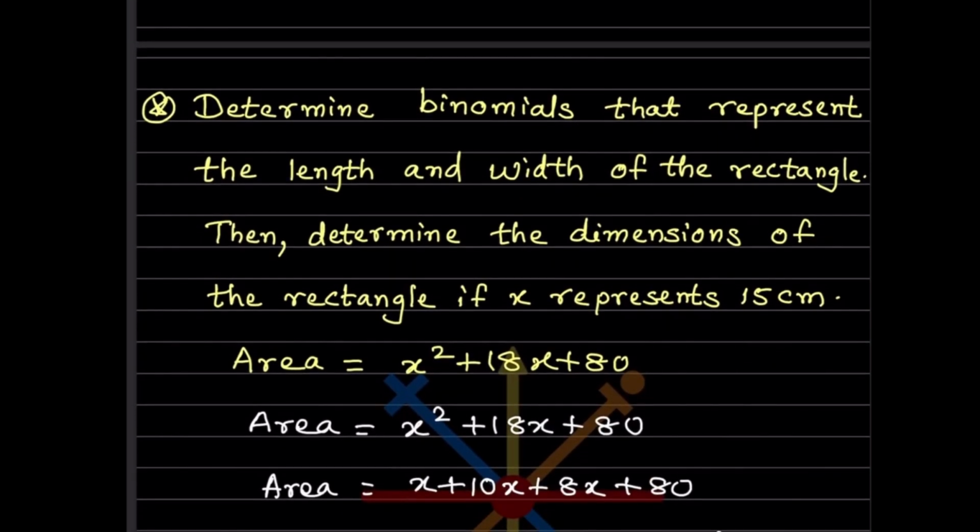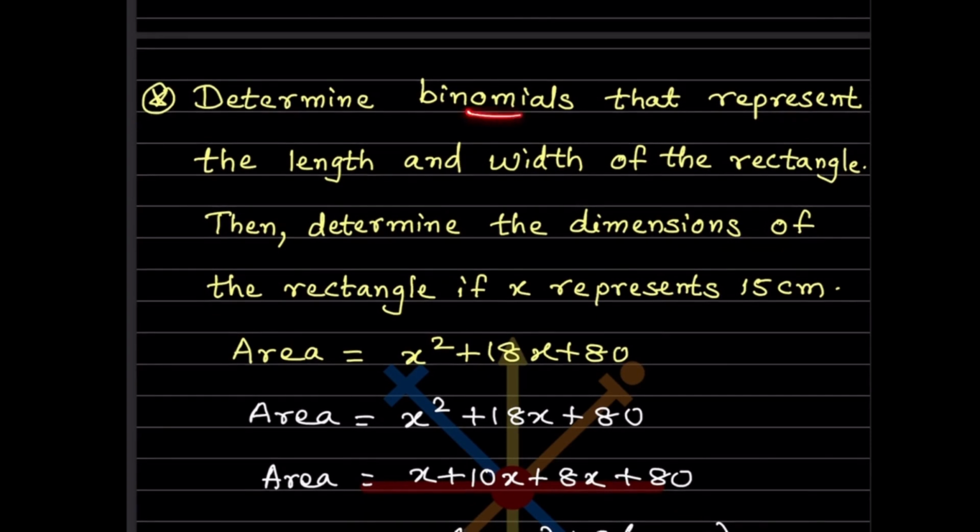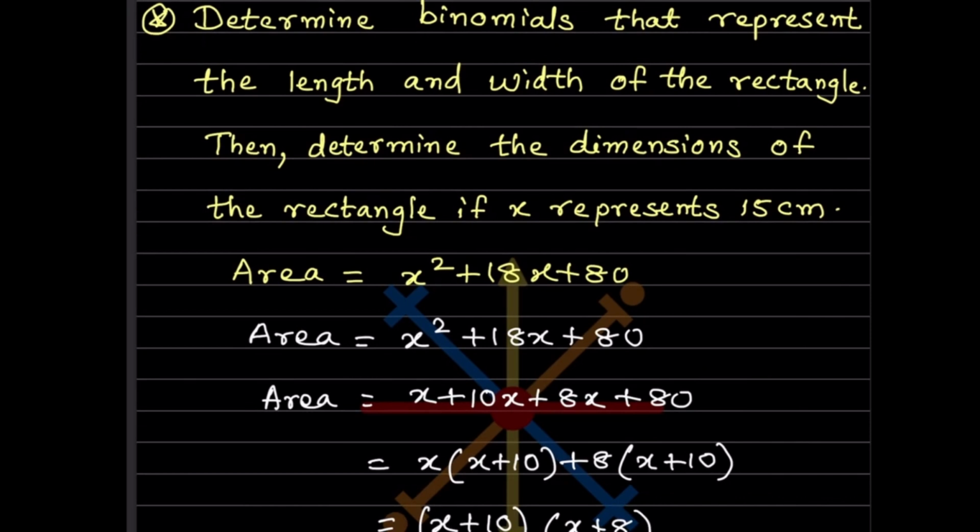So now here the next question is determine binomials that represent the length and width of the rectangle. Then determine the dimensions of the rectangle if x represents 15 centimeter. So now the area is given, that is x square plus 18x plus 80. So what we have to do, we have to find out the length and width. So now look at here, first we are going to factorize it. Same thing, whatever the question is, I have written the same over here.